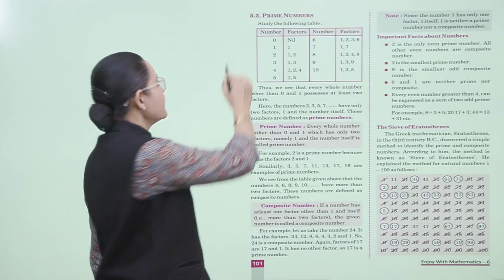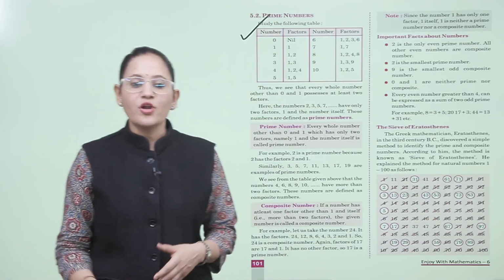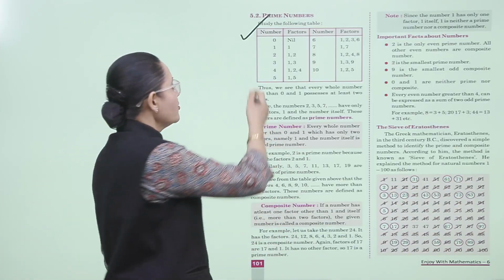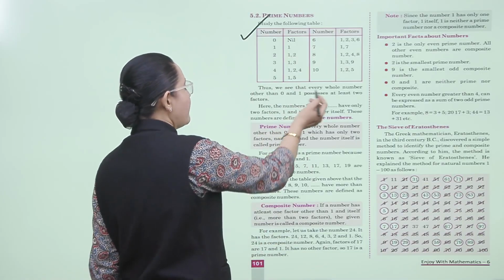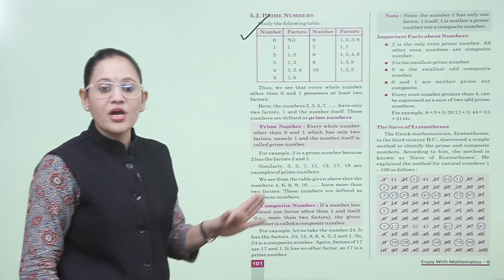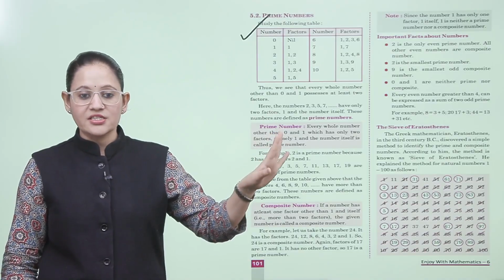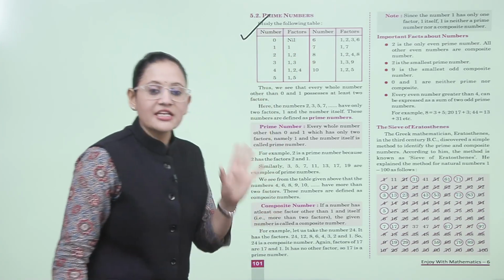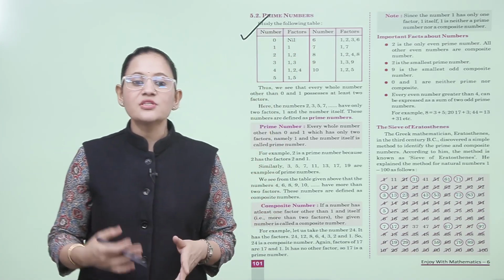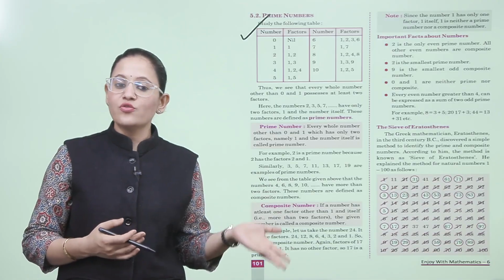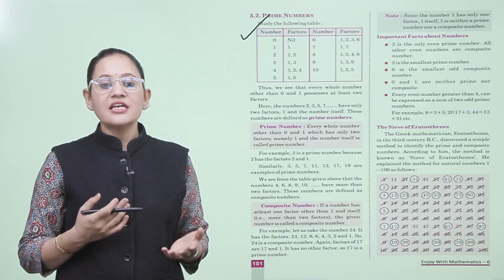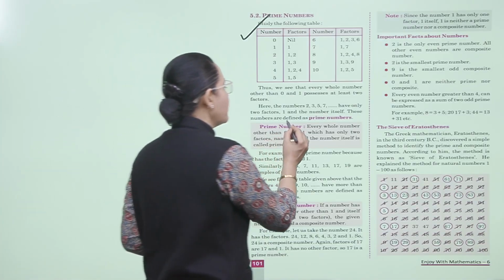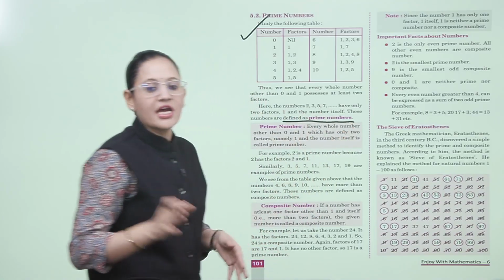Next is prime numbers. Study the following tables. Here the numbers are given with their factors. You can see that every whole number other than 0 and 1 has at least 2 factors. Here are the numbers 2, 3, 5 and 7. They have only 2 factors, 1 and the number itself. These numbers are defined as prime numbers. So, prime numbers are numbers which have exactly 2 factors, 1 and the number itself.